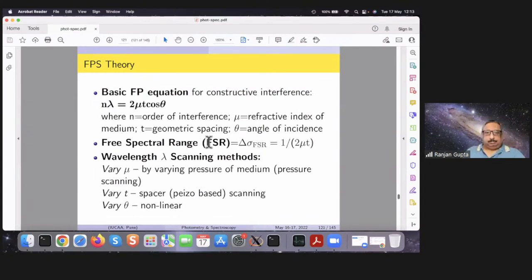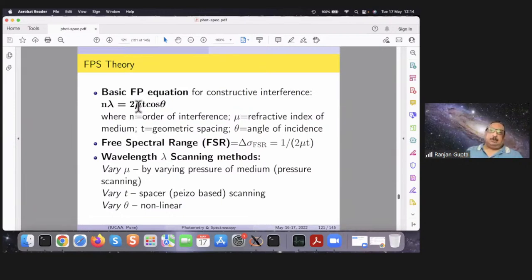So this is again not into details, but the references will tell you. This is the basic equation where you change the wavelength, just like any spectrometer, by three parameters: theta, t, and mu. Theta means the whole etalon shifts, which is tilted, which is nonlinear. It's a difficult thing, but some specific applications require it. T is you change the gap, and mu is the gas inside, which in this case could be air or high refractive index gas. You change the refractive index, and changing the refractive index is directly proportional to the pressure. So if you change the pressure of the gas, the mu will change.